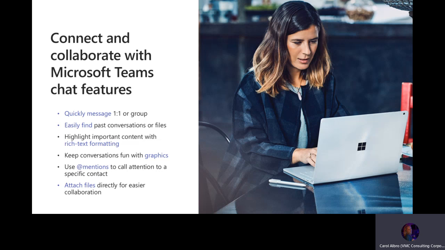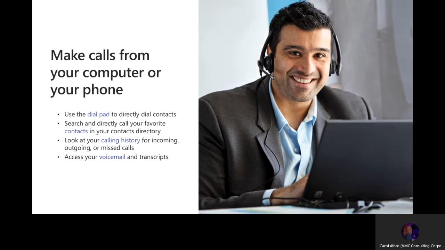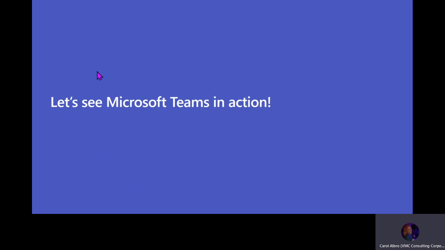We'll also take a look at your ability to use rich text formatting and graphics and GIFs and emojis and stickers. You can have a lot of fun with those and really make your messages stand out. And we'll look at app mentioning or tagging people so that you can bring something specific to someone's attention. And we'll show you how to attach a file and collaborate on that. From a calling perspective, we'll look at how you can set up your contacts and review your calling history as well as your voicemail, and look at the dial pad as well, how you can make calls. All right, let's see it in Teams.